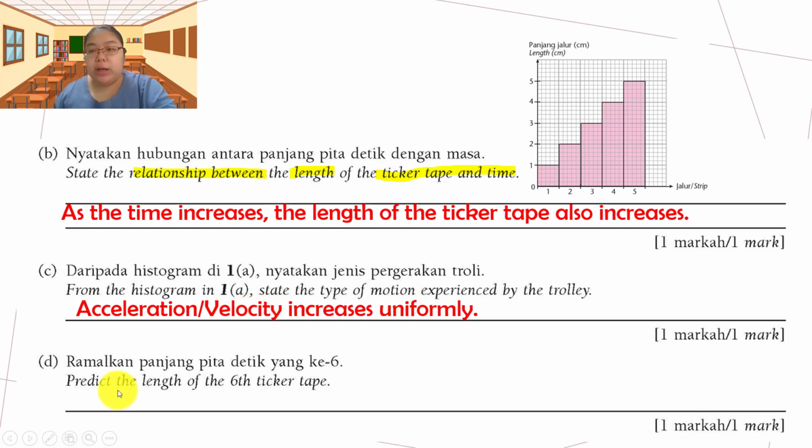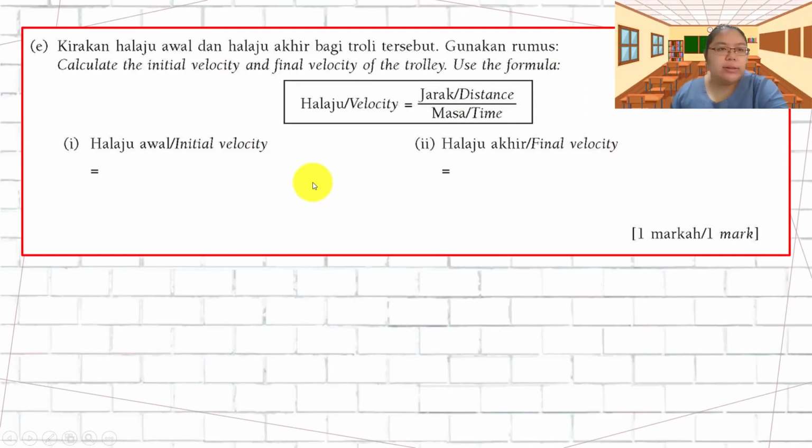D, you need to predict the length of the 6th ticker tape. That means I add 1 more ticker tape behind here. What do you think about the length? You just follow the pattern. Here is 1 until 5, so number 6 is sure to be 6 cm. So this one is a prediction: 6 cm.